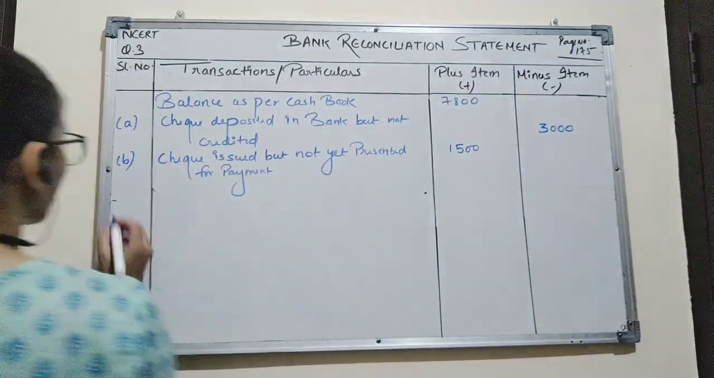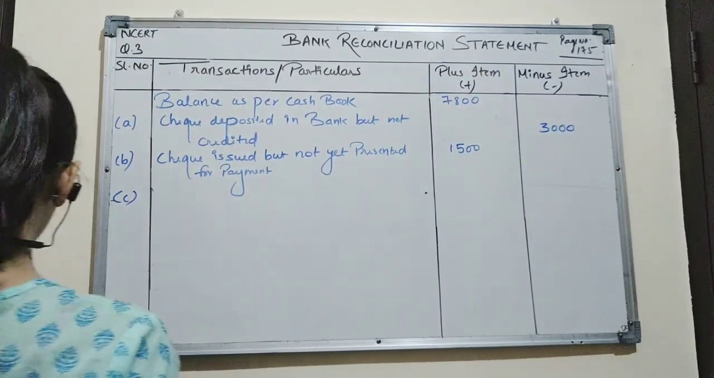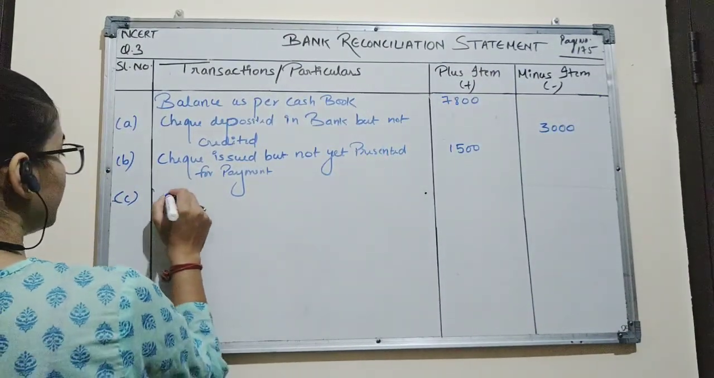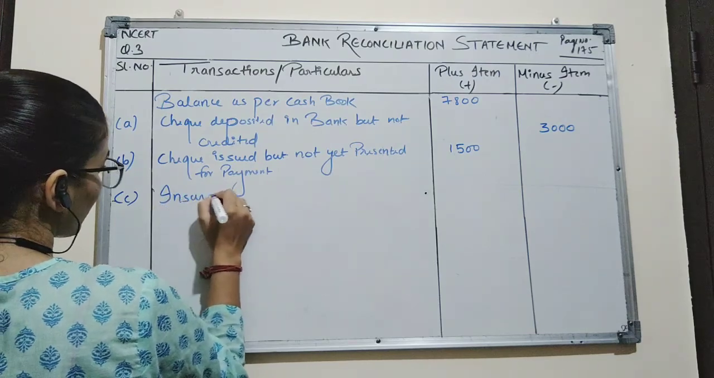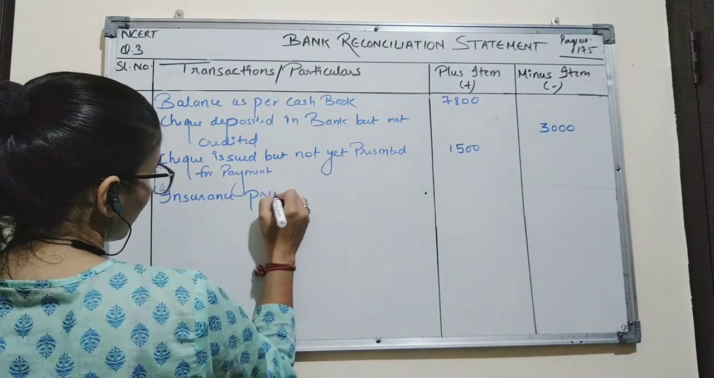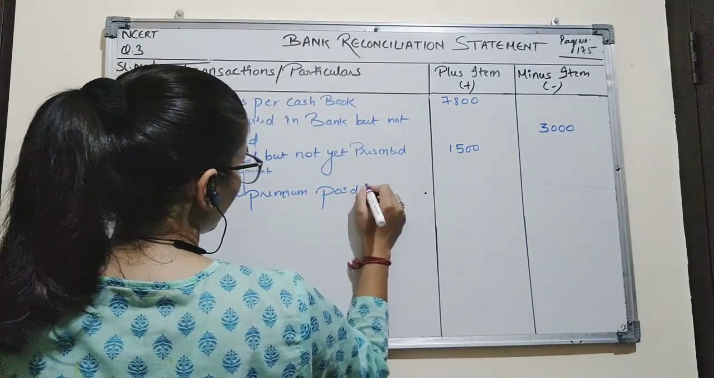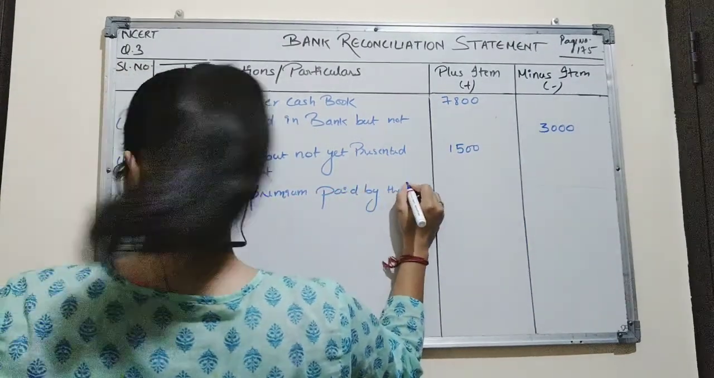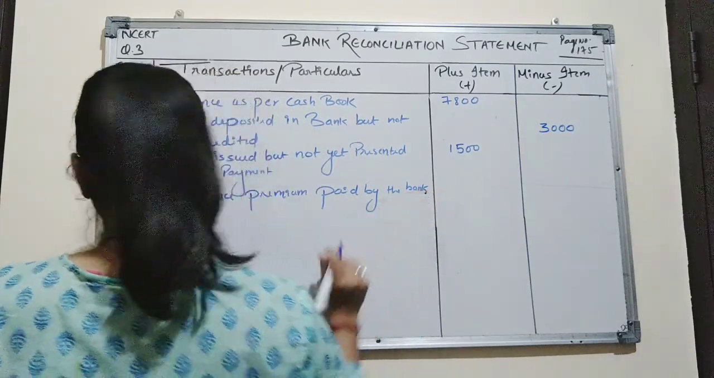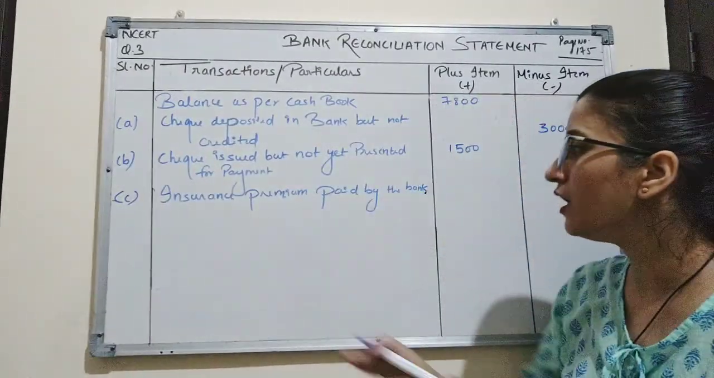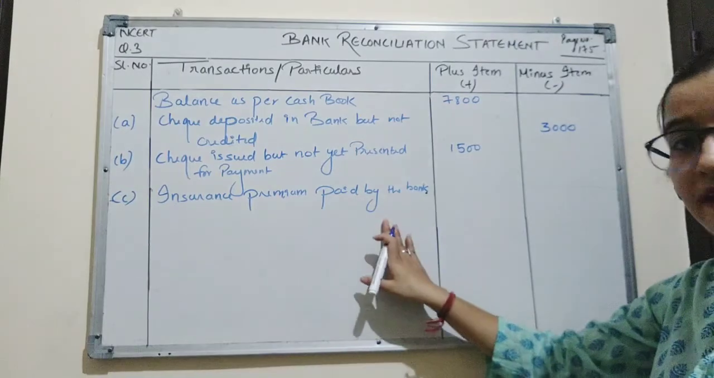Now the third transaction is insurance premium paid by the bank, 2000. Now here insurance premium is paid by the bank.